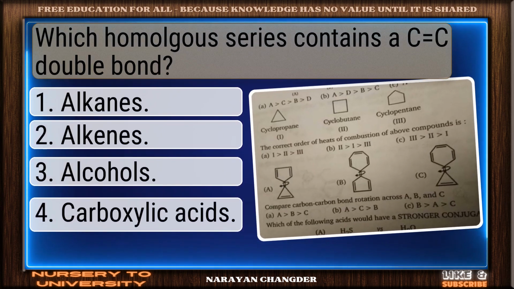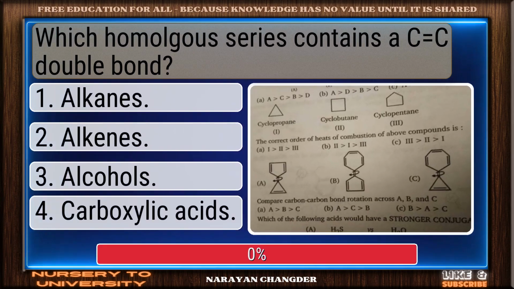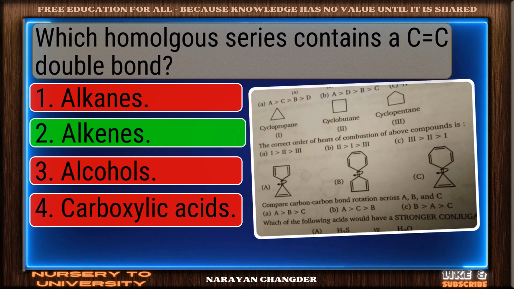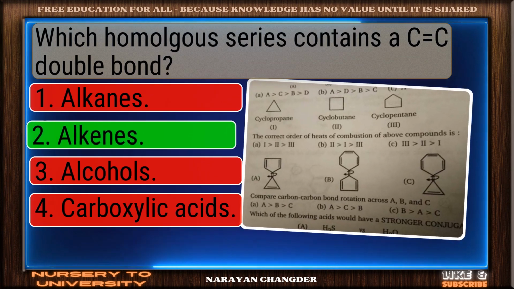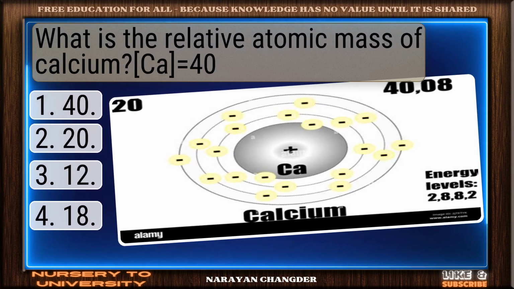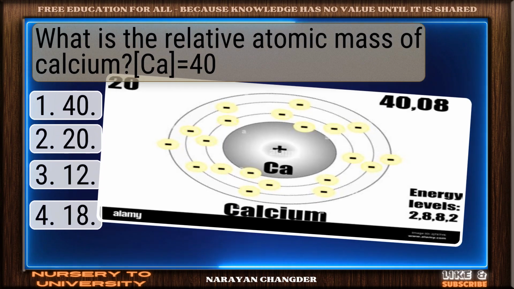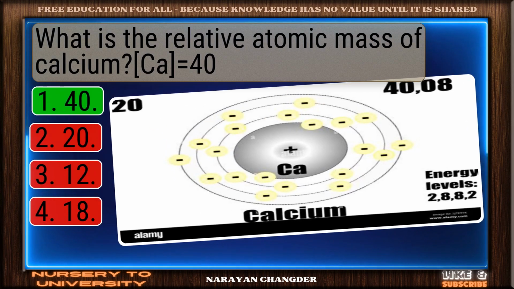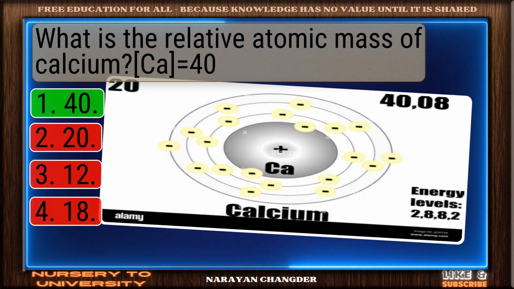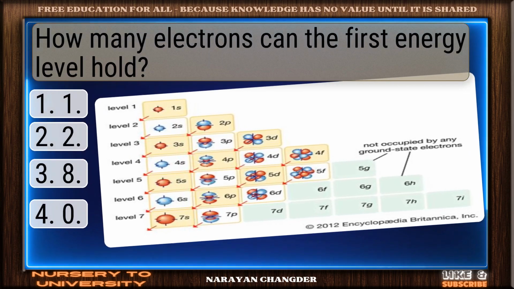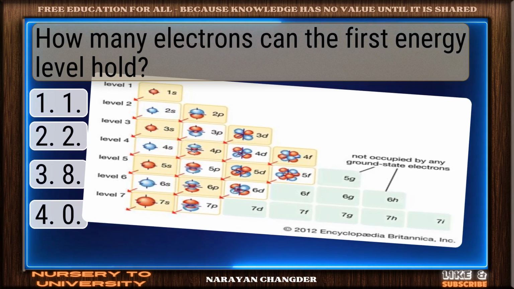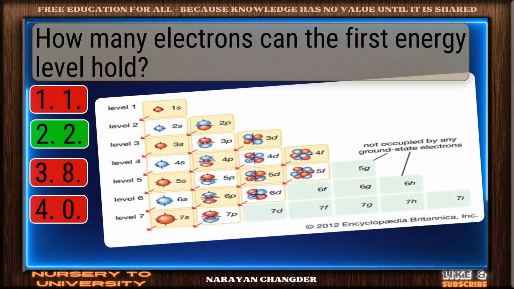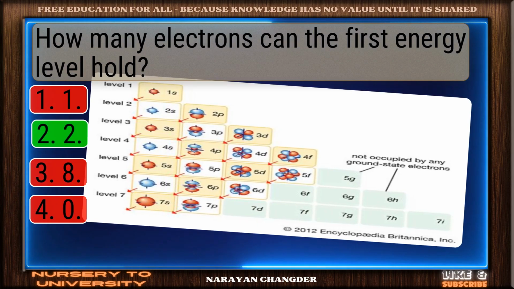Which homologous series contains a C=C double bond? Well picked. Alkenes is the correct answer. What is the relative atomic mass of calcium? Equal to 40. Well done. 40 is the right choice. How many electrons can the first energy level hold? Correct response. 2 is the most accurate answer.